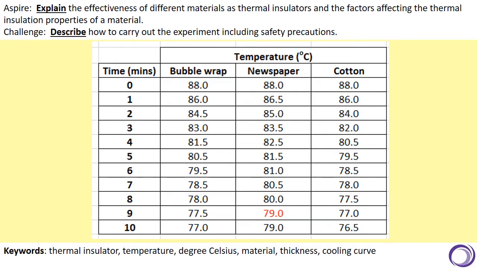So we've got them all dropping. You can make a conclusion already from that, without plotting the graph, that the newspaper was the most effective insulator there, because we've got the smallest temperature drop over 10 minutes, with bubble wrap being the second most effective and cotton the worst, but really there's very little between the bubble wrap and the cotton.